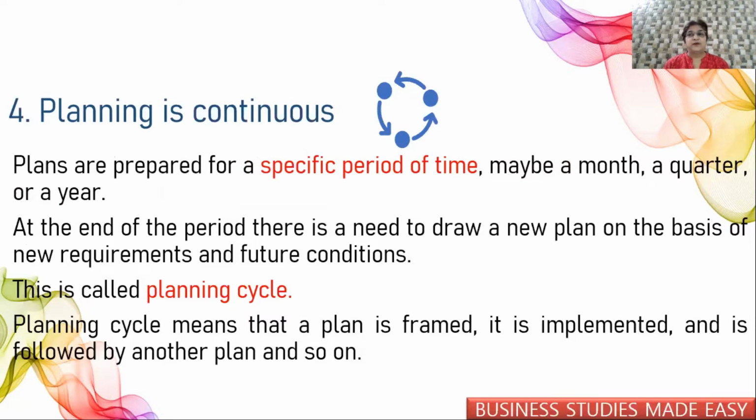And planning is always prepared for a particular period of time. It is made for a particular period of time, maybe a month or a quarter. So when you make short-term plans, that is for less than 1 year, it's called a budget. And once that period comes to an end, then you need to again make another plan because the future conditions and the situations keep on changing. So the same plan that you made earlier may not now be applicable in the future. And this is called the planning cycle. So planning cycle basically means that a plan is framed, it is implemented, and it is followed by another plan. And like this, the cycle goes on and on.